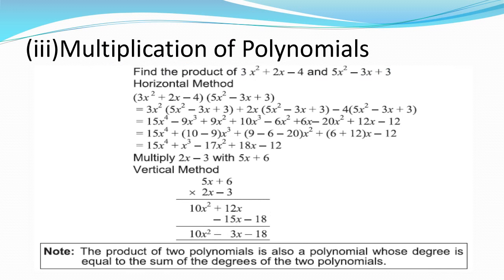Note, the product of two polynomials is also a polynomial whose degree is equal to the sum of the degrees of the two polynomials. As we can see here, the variable x has power 1 and the other also has power 1. So if we add both powers, we have x square. So we can see here in the answer the polynomial degree is x square.